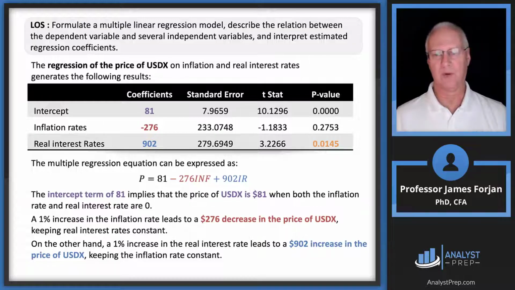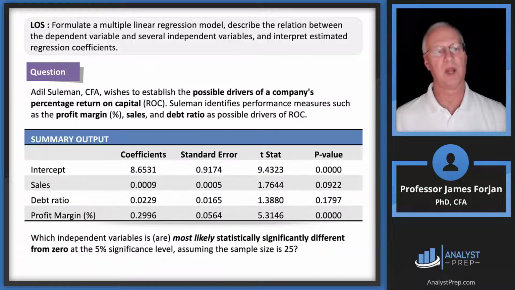Here's some more summary data on what I was talking about there in that previous slide. All right, so let's move on to the next one here. Possible drivers of a company's percentage return on capital. So we take profit margin, we take sales, and we take the debt ratio as possible drivers.